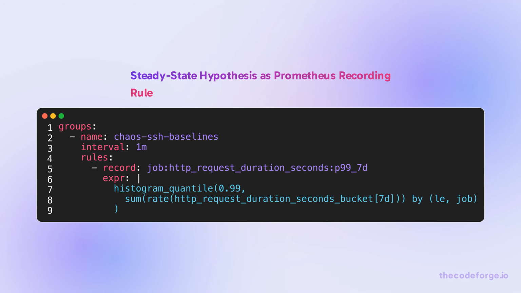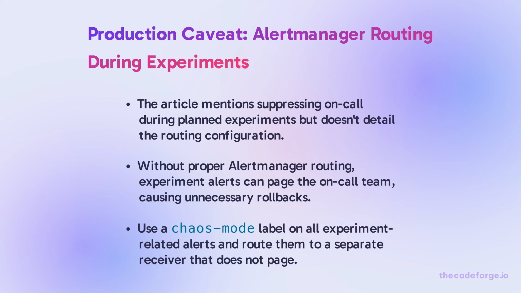The article mentions suppressing on-call during planned experiments, but doesn't detail the routing configuration. Without proper Alertmanager routing, experiment alerts can page the on-call team, causing unnecessary rollbacks. Use a chaos mode label on all experiment-related alerts and route them to a separate receiver that does not page.